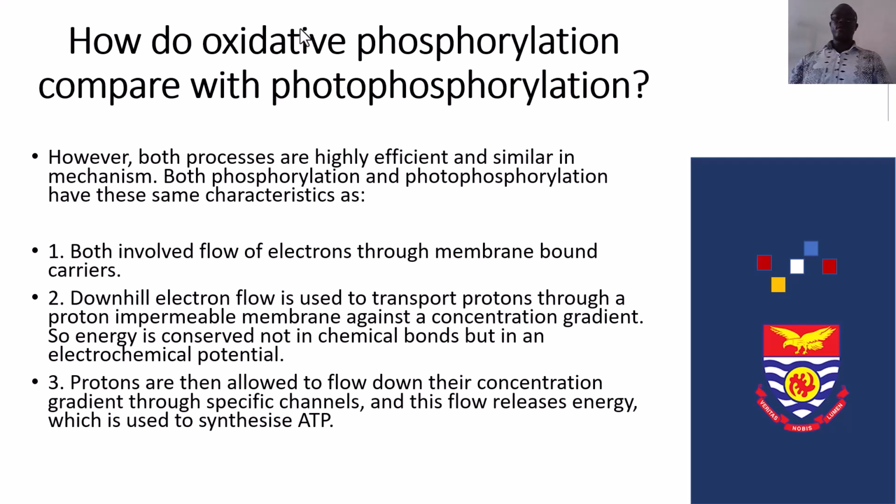Both oxidative phosphorylation and photophosphorylation have these same characteristics, as both involve flow of electrons through membrane-bound carriers. Downhill electron flow is used to transport protons through a proton-impermeable membrane against a concentration gradient. So energy is conserved not in chemical bonds, but in an electrochemical potential. Protons are then allowed to flow down their concentration gradient through specific channels, and this flow releases energy which is used to synthesize ATP.